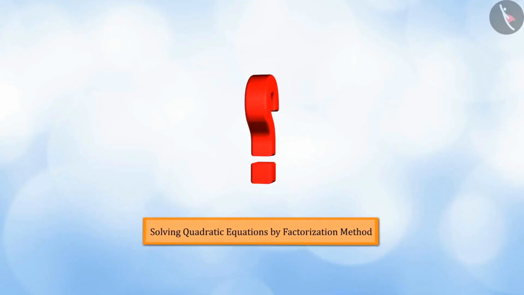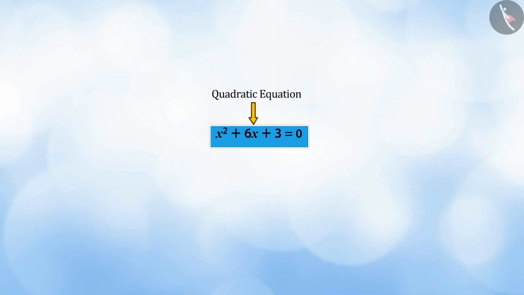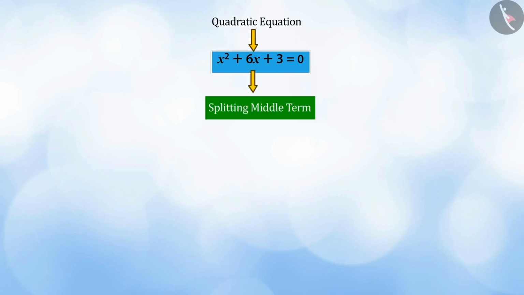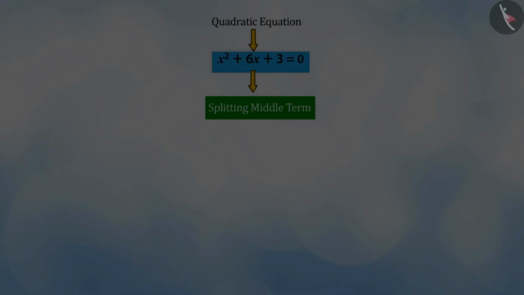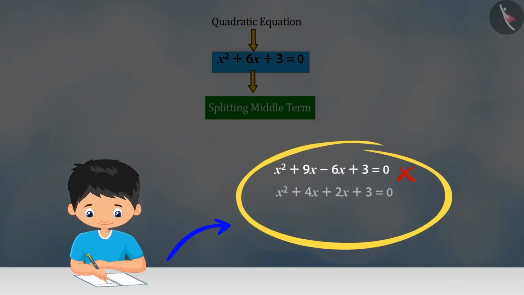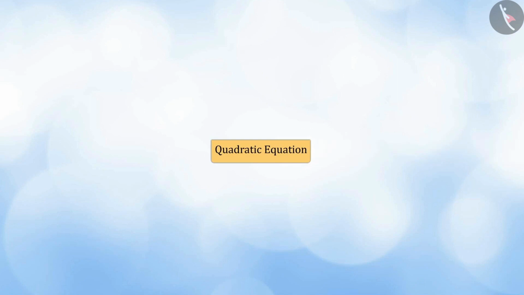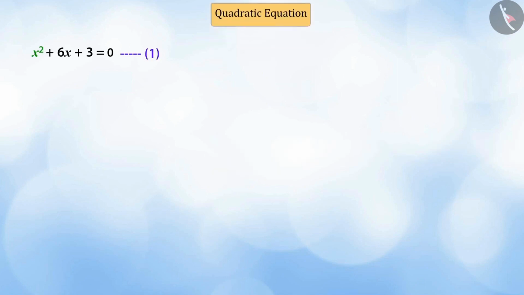Can you solve a quadratic equation using the factorization method? For example, here we are given a quadratic equation. Can you solve this equation using the splitting the middle term method? If we try solving this equation using the splitting the middle term method, we will not succeed as we cannot factorize the equation. Let us now solve the quadratic equation x square plus 6x plus 3 equals 0 by another method.